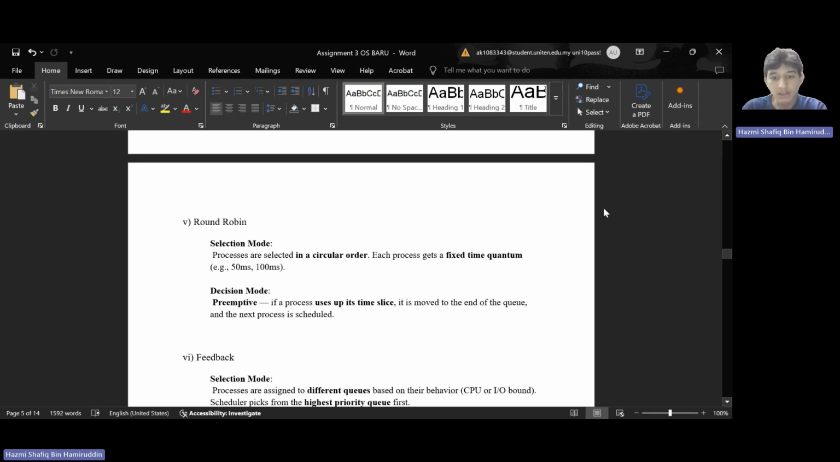For the feedback algorithm, the selection mode is that processes are assigned to different queues based on their behavior. The scheduler picks from the highest priority queue first. The decision mode is preemptive. The scheduler can move a process to a lower priority queue if it uses too much CPU time. Decision happens when the quantum expires, the process finishes, or a priority adjustment occurs.